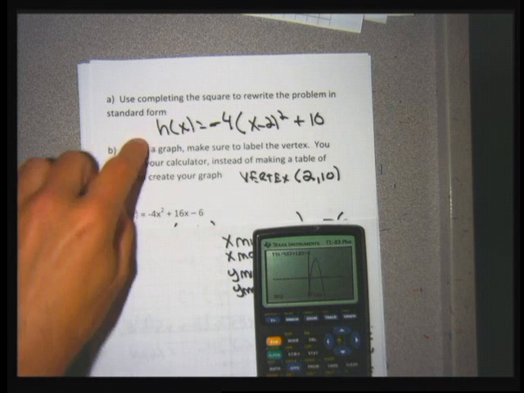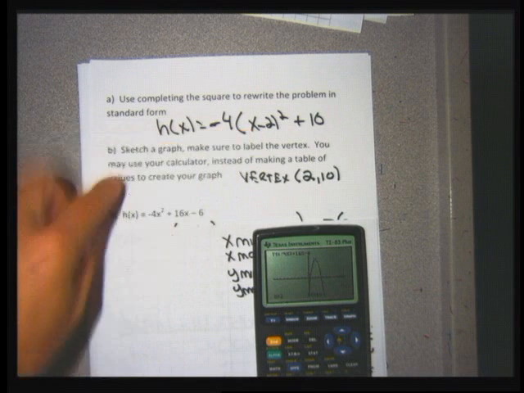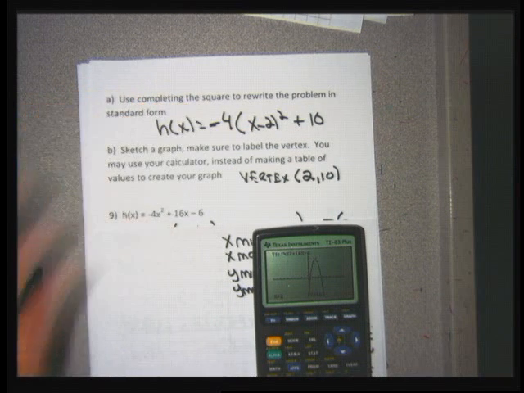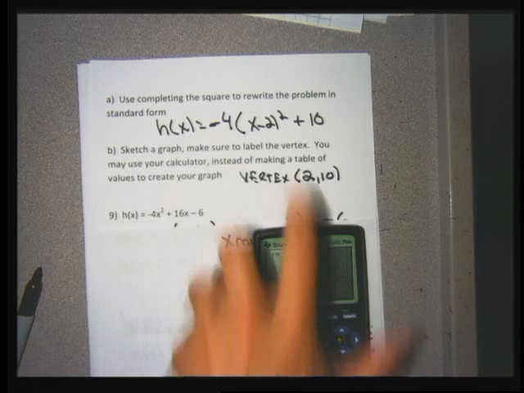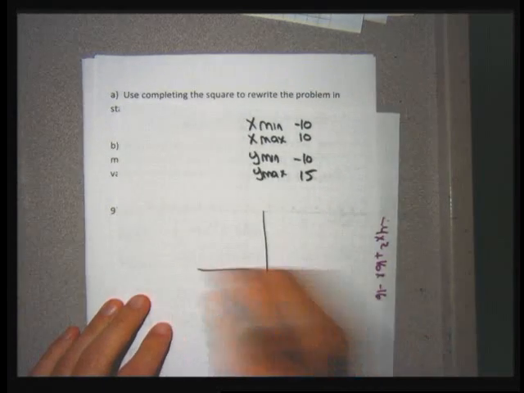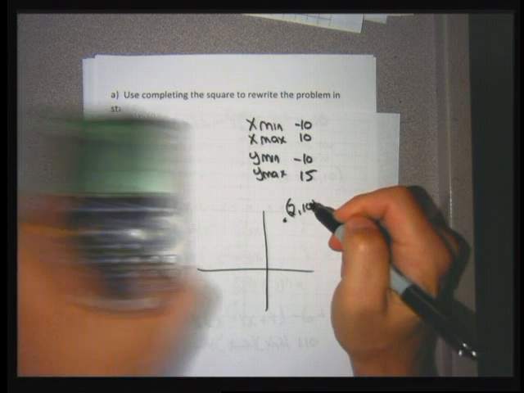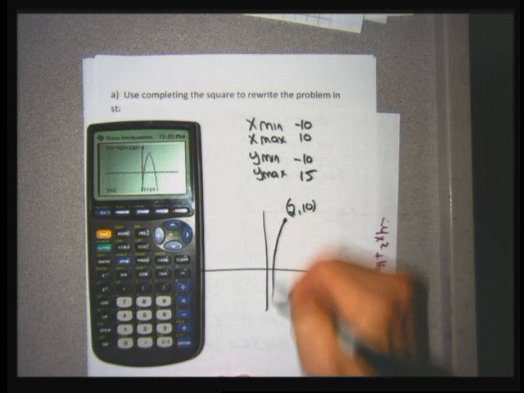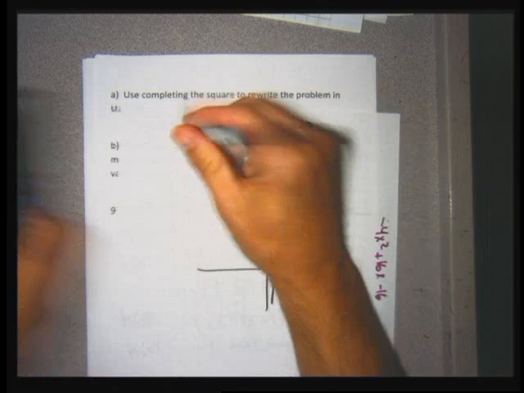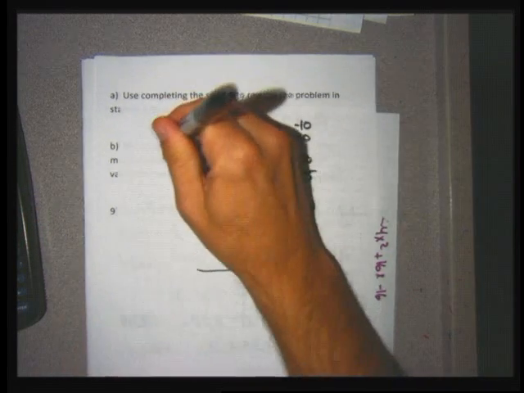I rewrote the problem so I could know what the vertex is. The graph of the original equation and the graph of my equation are the same graph, so I did perfect. Oh, I need to copy the graph then. So on the graph, I need to have the point 2, 10 labeled as the vertex, and the graph looks like it goes something like that. So that would be adequate enough for the graph for part B of 9B, for what that's worth.